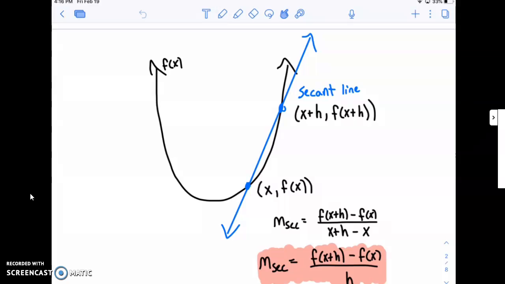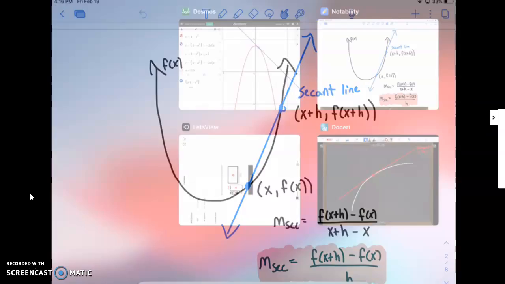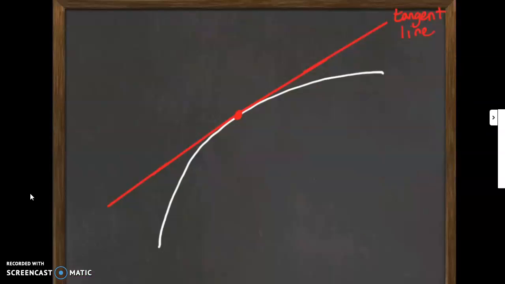In the illustration here, I have x, f of x and x plus h, f of x plus h. This should look familiar because the slope of a secant line here is actually one of those difference quotients that we talked about at the very beginning of the course. So that is the slope of the secant line, and so we're going to look at secant lines. Here I have a picture of a curve, and I have my tangent line drawn in. We'd like to be able to figure out the slope of that tangent line. Big problem is, again, we only have 1 point.